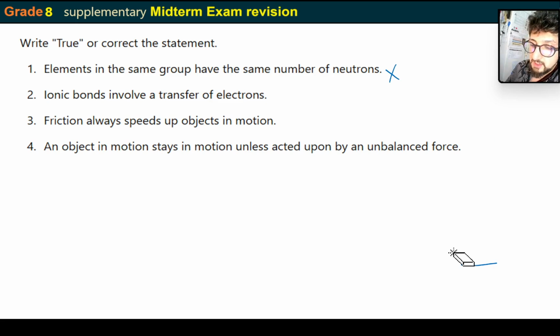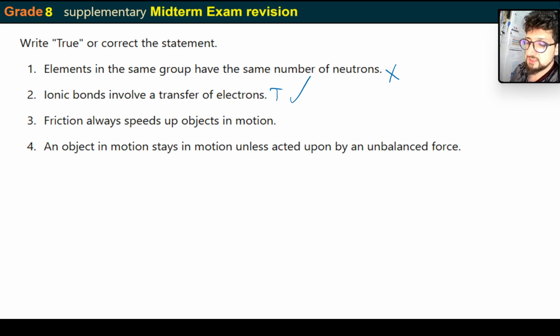Okay? Ionic bonds involve transfer of electrons. Yes, ionic bonds happen between metals and nonmetals, and the metals will transfer electrons to the nonmetals.